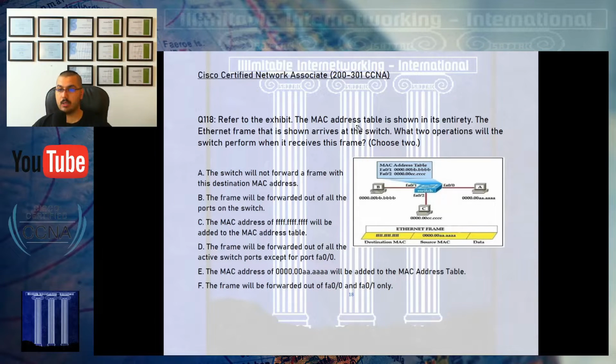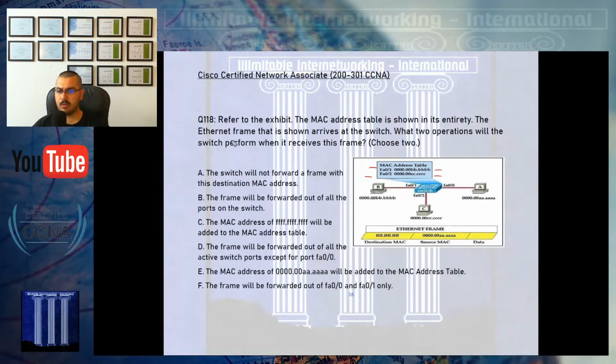Okay. Question 118. Refer to the exhibit, the MAC address table. This is the MAC address table, which has some interfaces along with their addresses from this guy, showing it in its entirety.